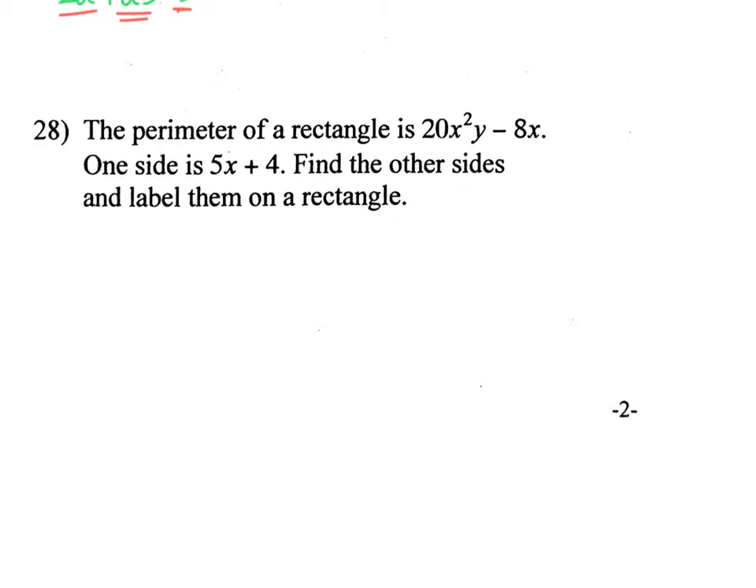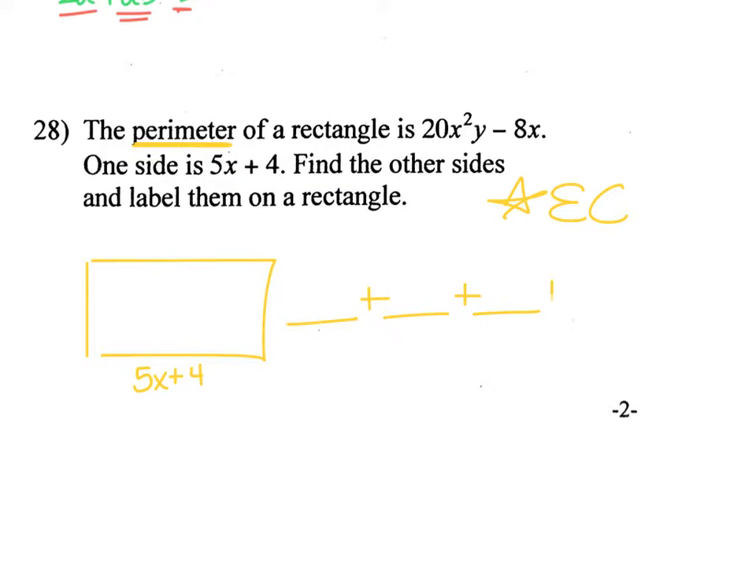All right, last little one here. And this one, actually, you can mark this one as extra credit also. I can give you the answer in class tomorrow, but this one's a little bit on the more complex side. I will tell you, you can go ahead and set it up. They tell you that one side is 5x plus 4, and they give you the perimeter. So basically, you're adding 4 things together. They tell you what the answer is supposed to be. 20x squared y minus 8x.